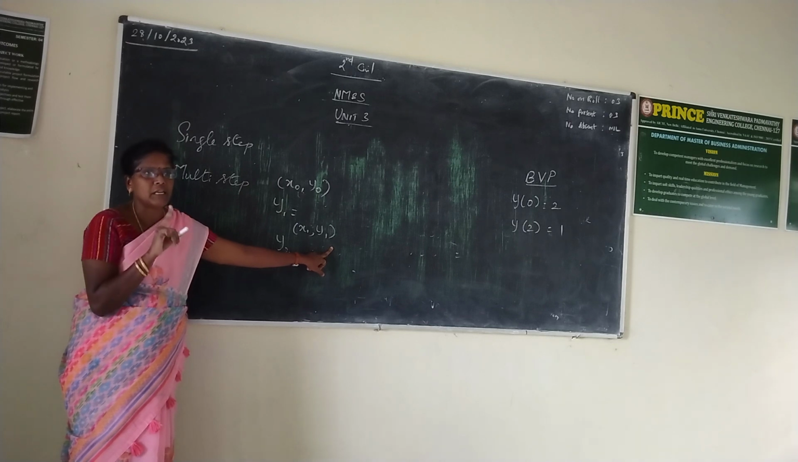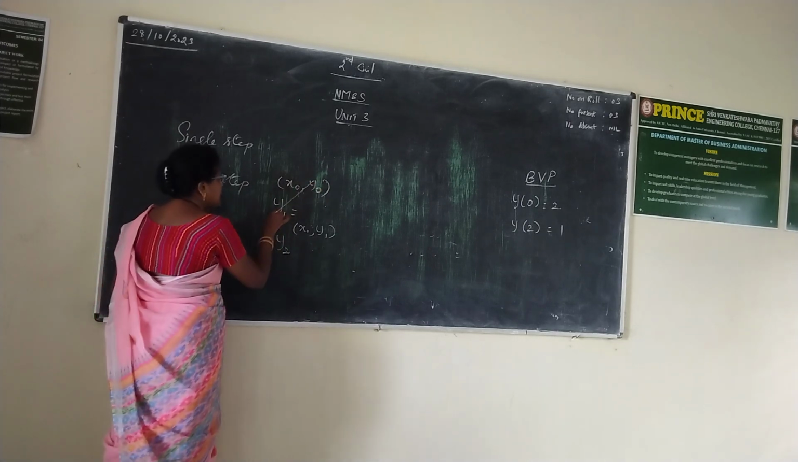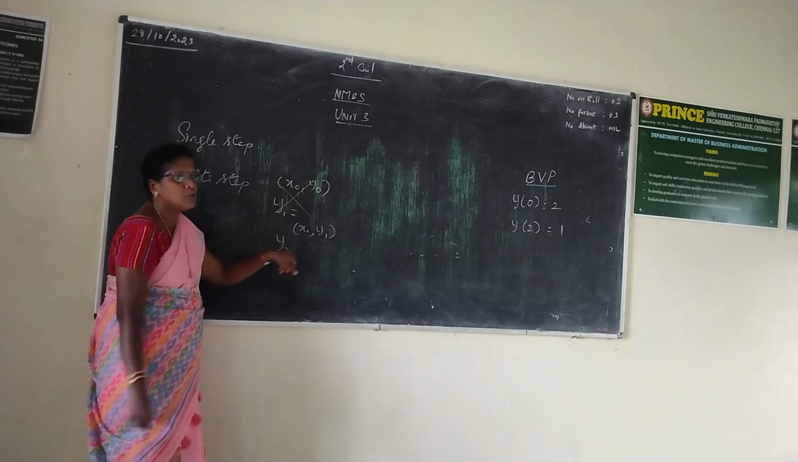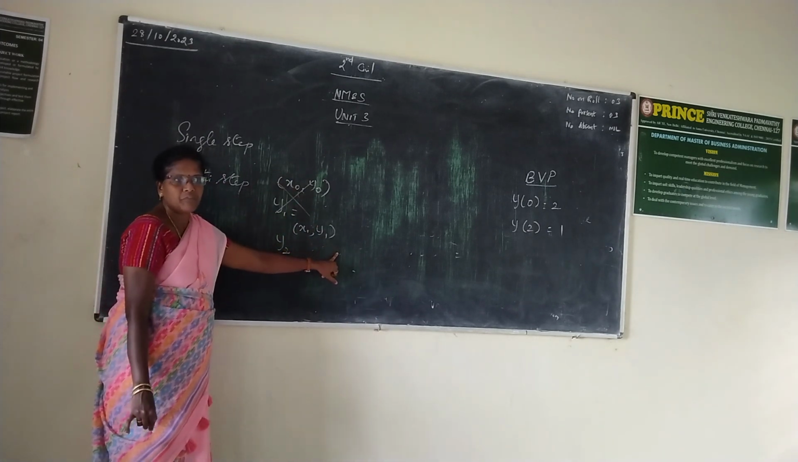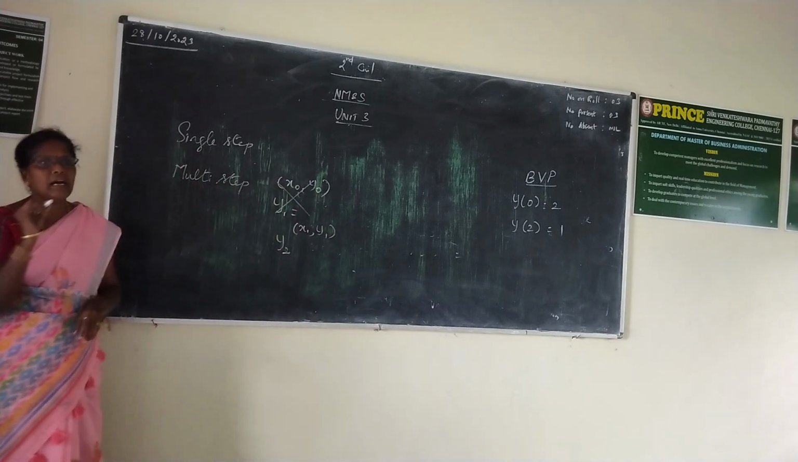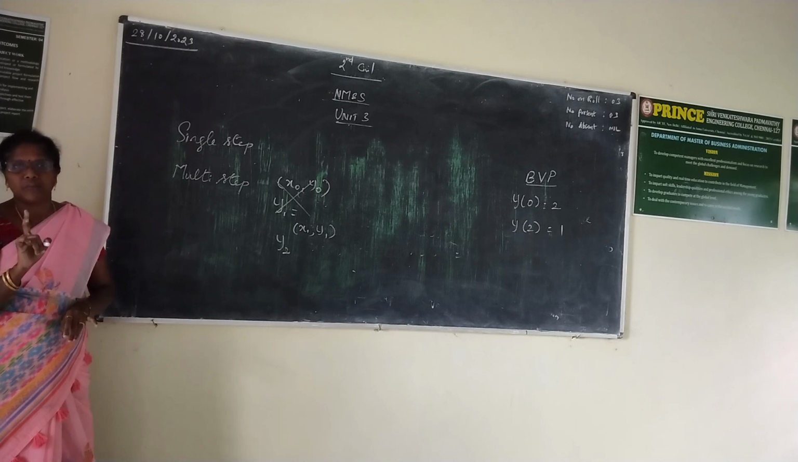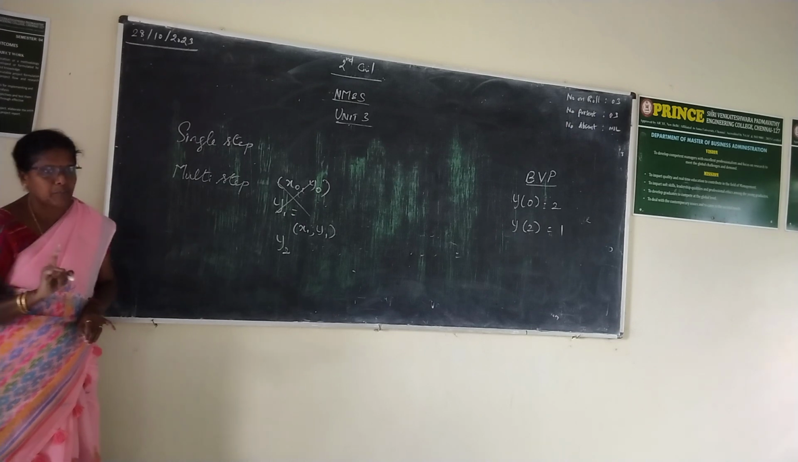If I know just one value of information, I can find that unknown. Even if I don't know the earlier ones, I can find y2 using my x1 and y1. So those are called single step methods. To find the unknown, I need the information about only one particular value. Then that is called a single step method.